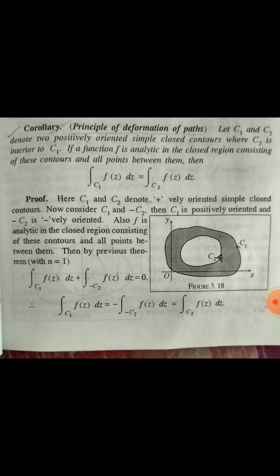Using that, you will get the integral. Here applying that, here only one closed curve inside. So integral over C1 f(z) dz plus integral over minus C2 f(z) dz is equal to 0. Now from there, integral over C1 f(z) dz is equal to negative of integral over minus C2 f(z) dz. But what is integral over minus C2? It's minus integral over C2. So minus minus will get cancelled. You will get the result.